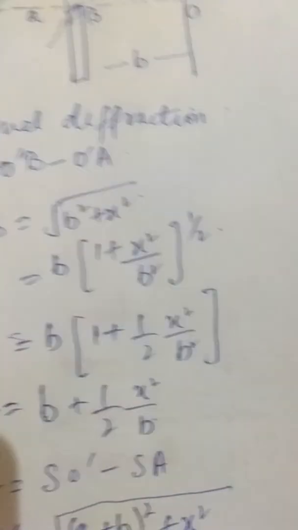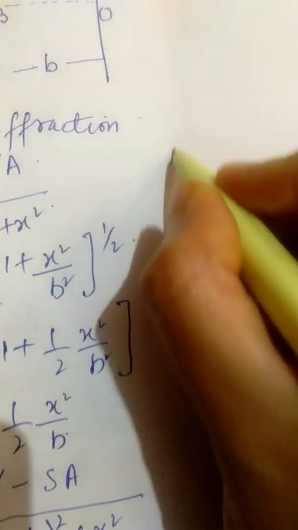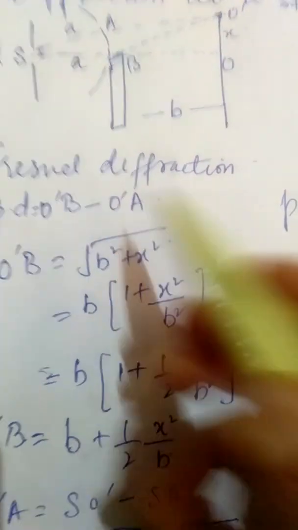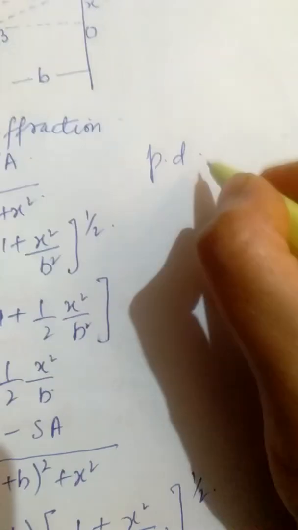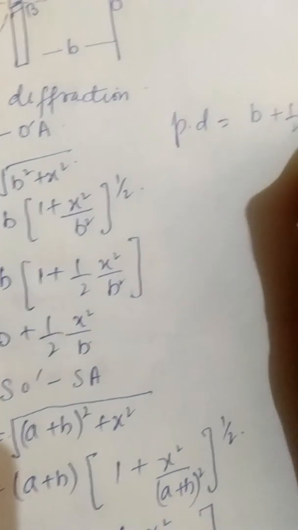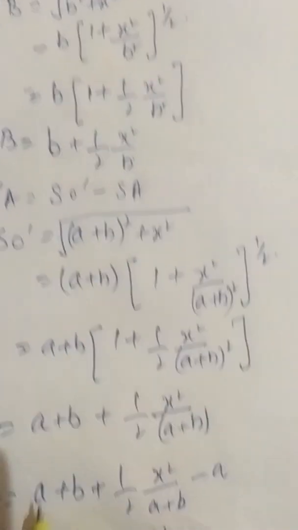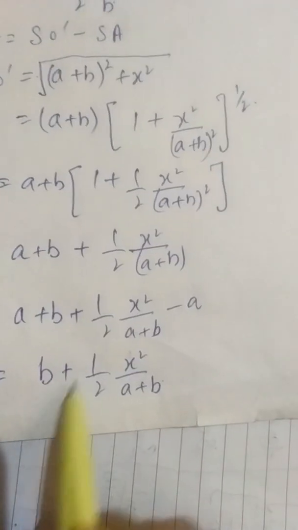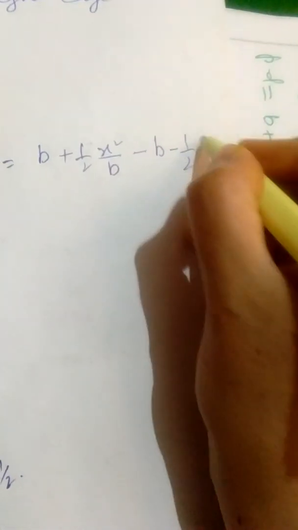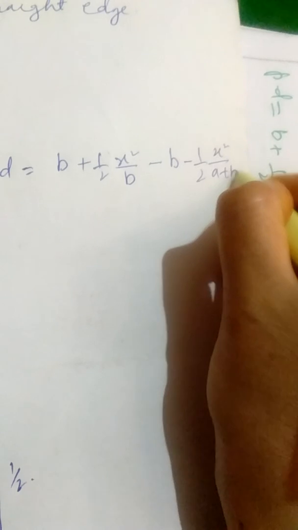Now we have obtained the path difference. We know that path difference was equal to O dash B minus O dash A. So what was O dash B? It was b plus half of x square by b. And what is this O dash A? We have found it out, that is b plus half of x square by a plus b. So this b and b will cancel.